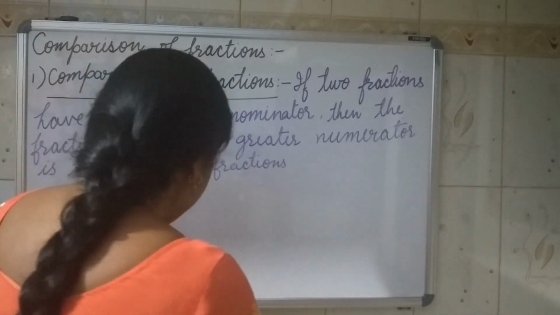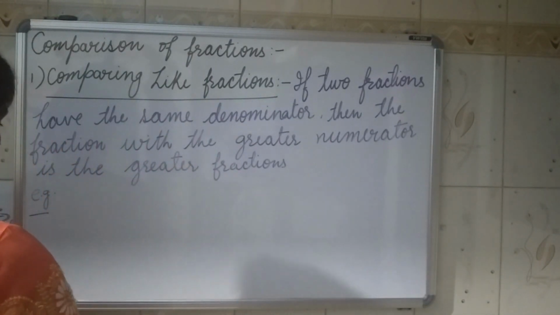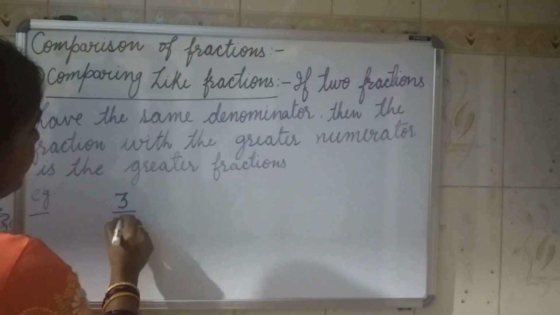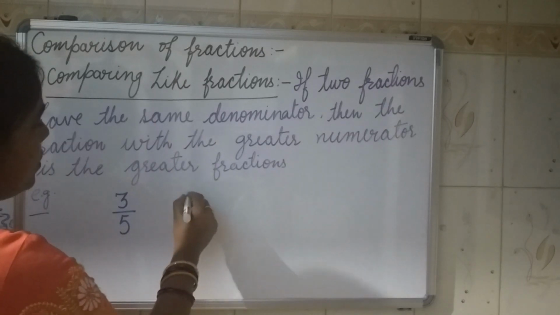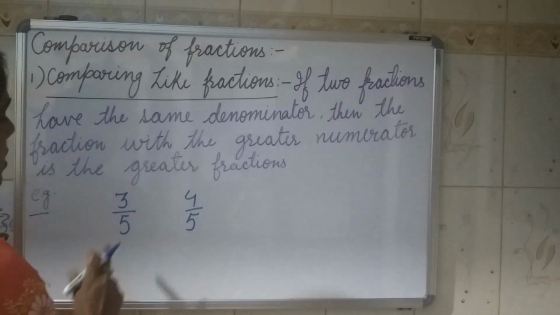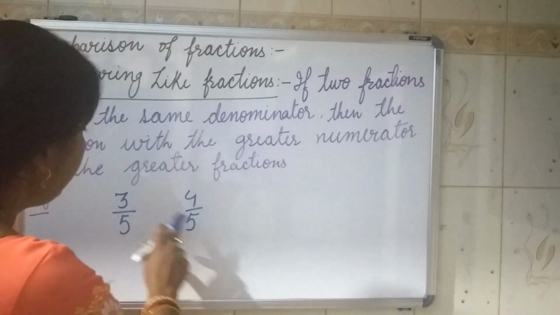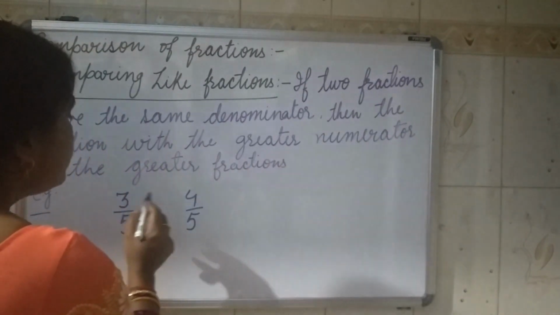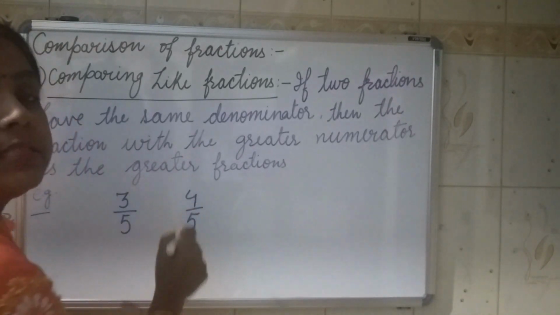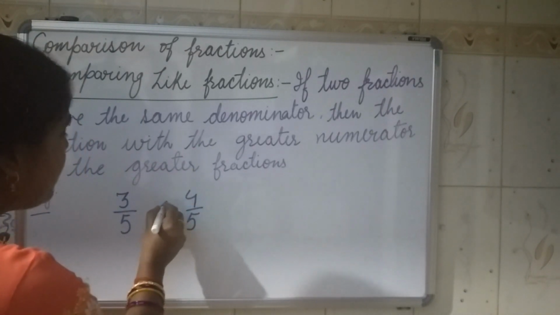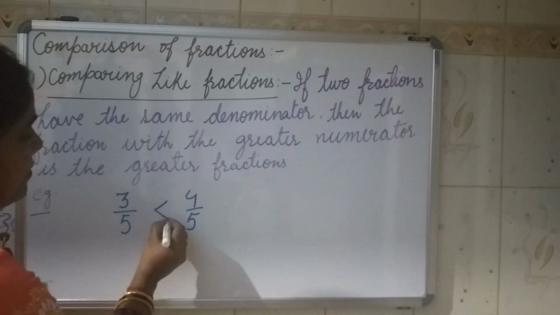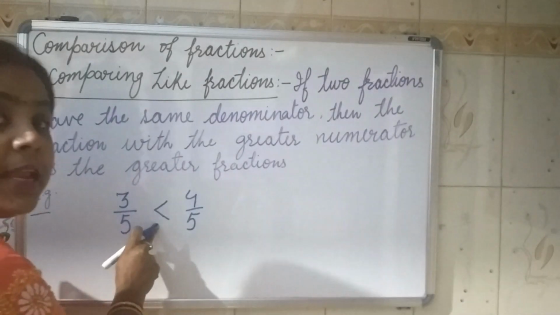Okay, I am giving an example to you. The example I am taking here, 3 by 5 and 4 by 5. Okay, these are the two numbers. So since the denominator is the same and the numerators are different, the fraction which has the greater numerator is the greater fraction. So we can say 3 by 5 is smaller than 4 by 5. I hope you are familiar with this sign. This is the symbol of less than.